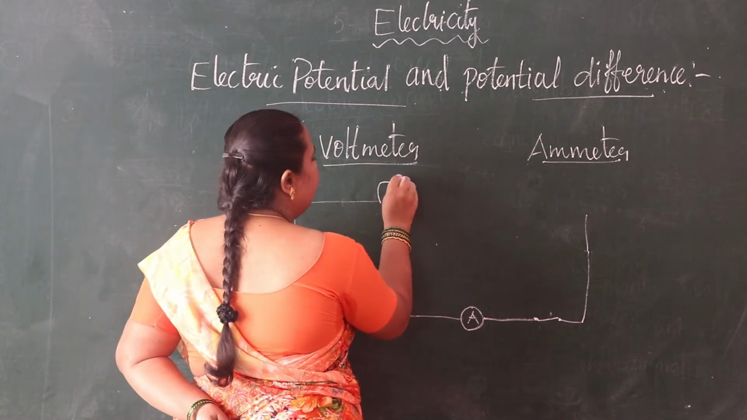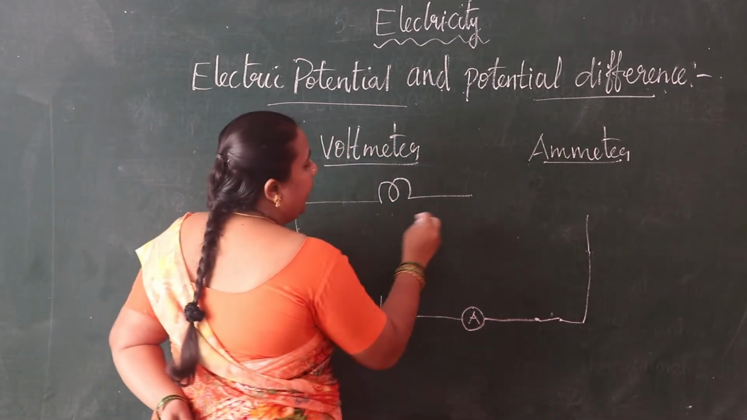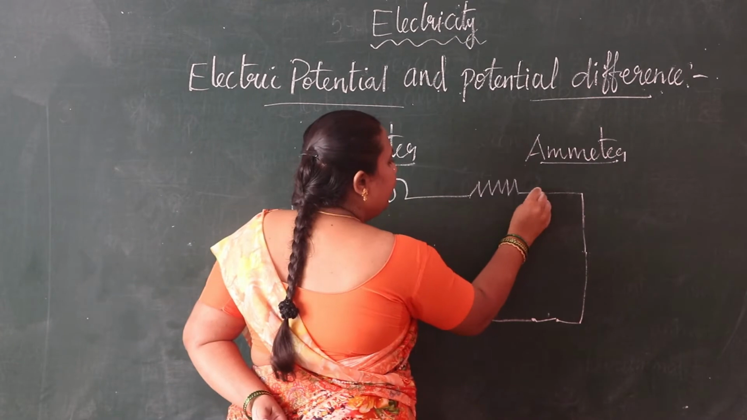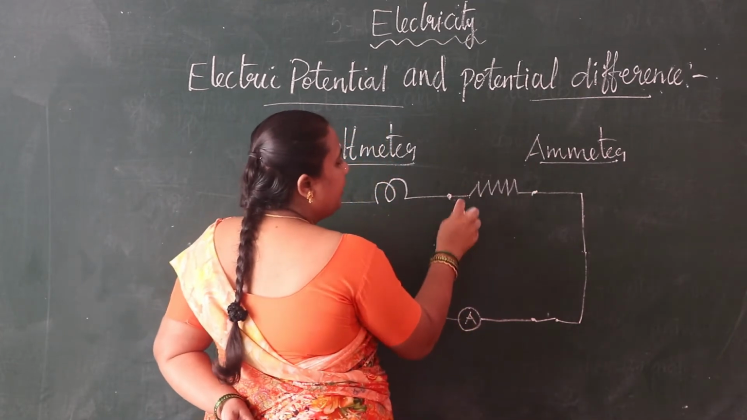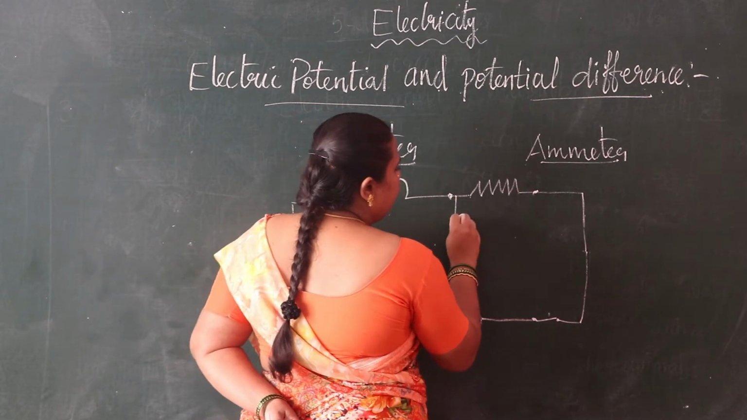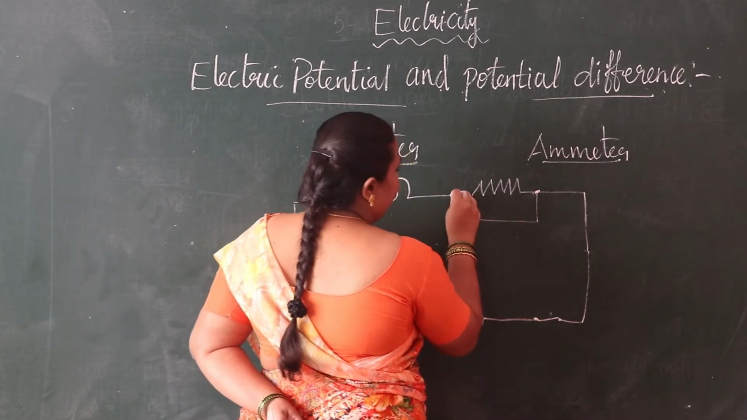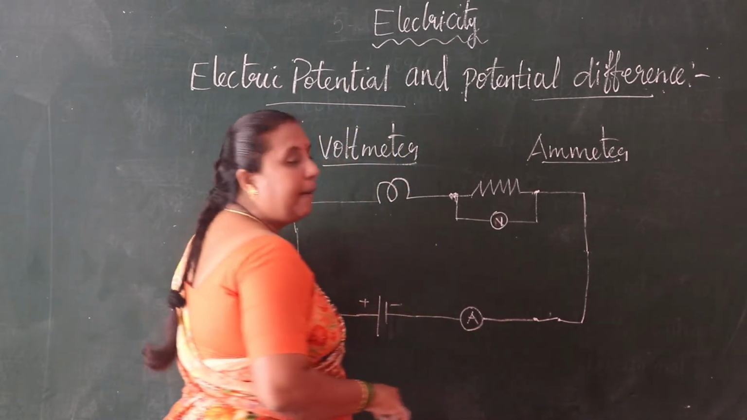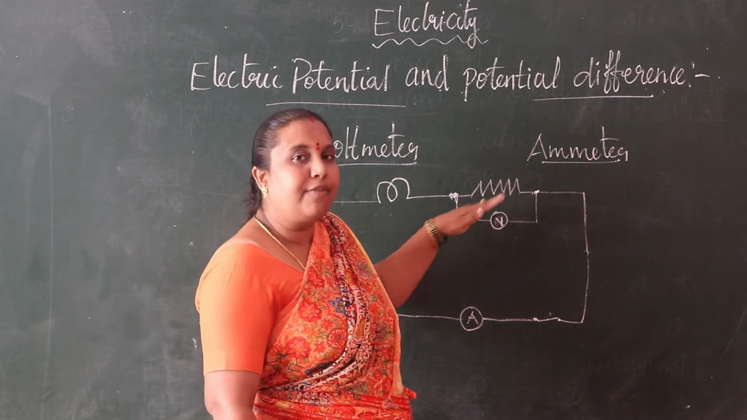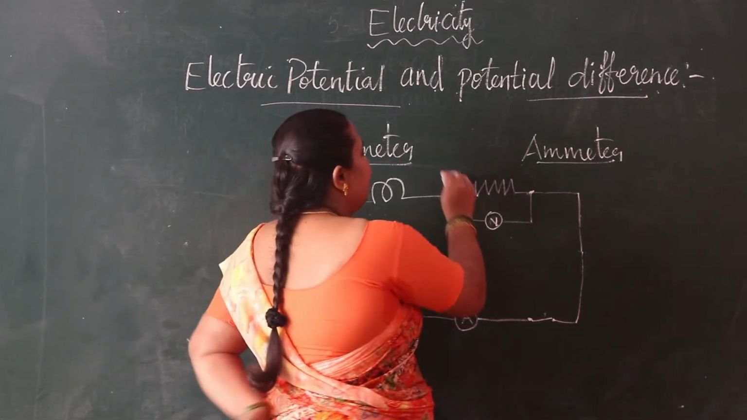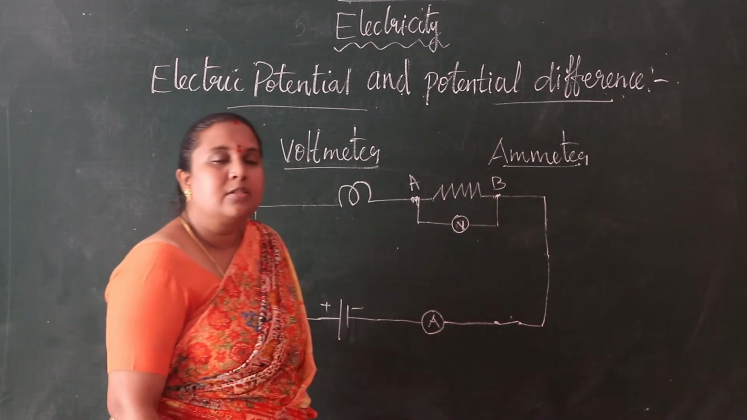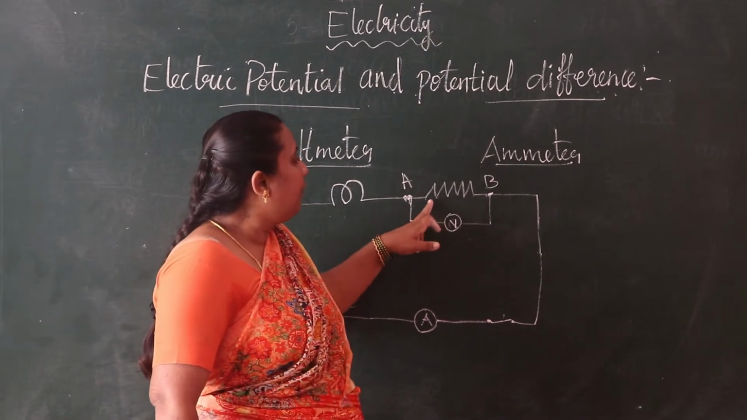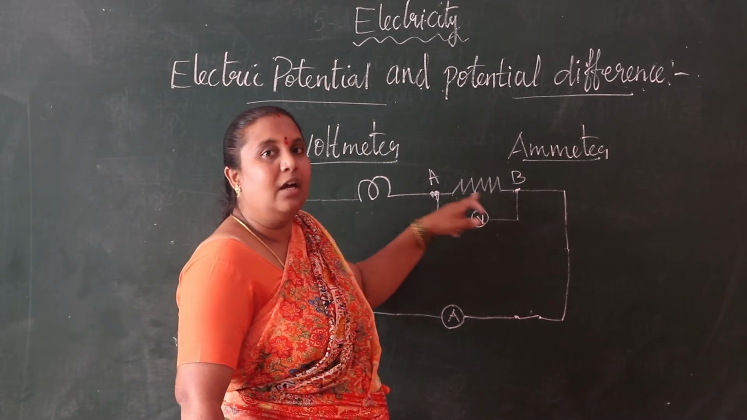Then we are attaching the bulb, to glow the bulb. And here we are attaching the resistance. Then we want to find out the potential difference between these two points. So we are connecting the voltmeter here. The voltmeter is connected parallel to where we are finding the potential difference between two points. So this is A and B we should take. The voltmeter is connected in an electric circuit in parallel where we want to find the potential difference between two points.